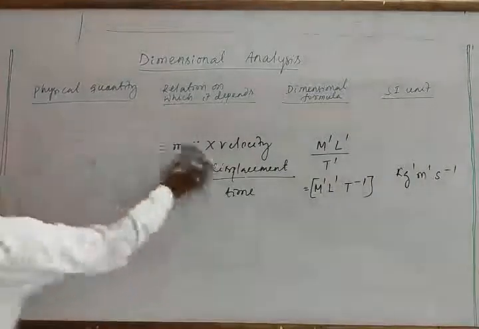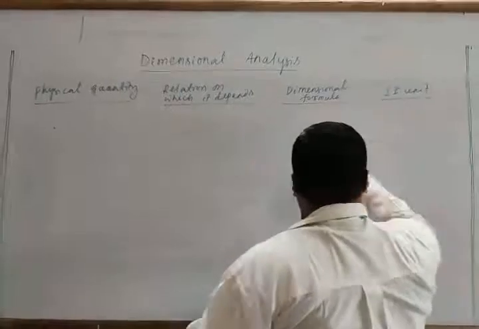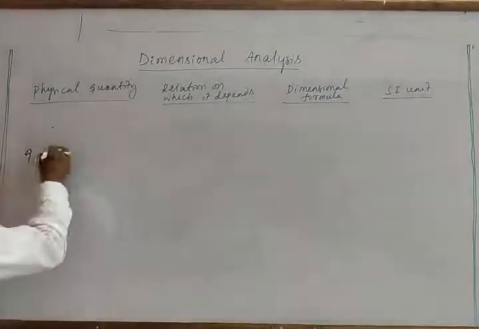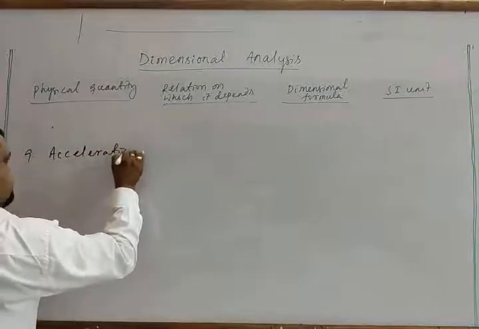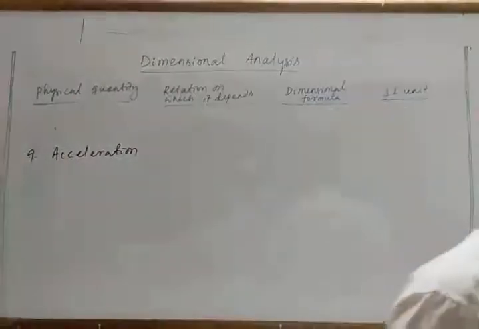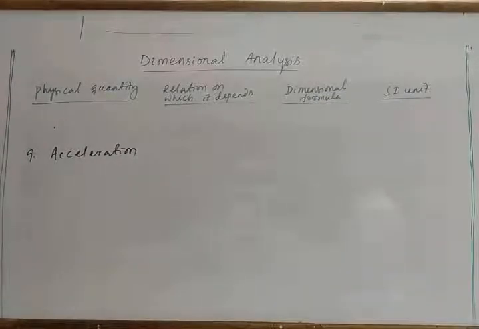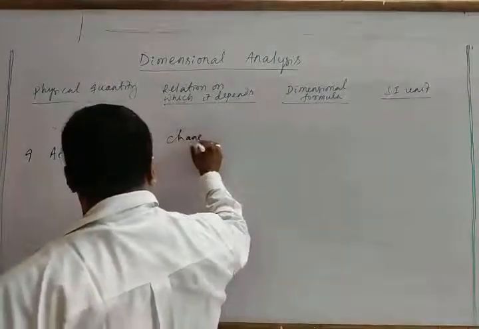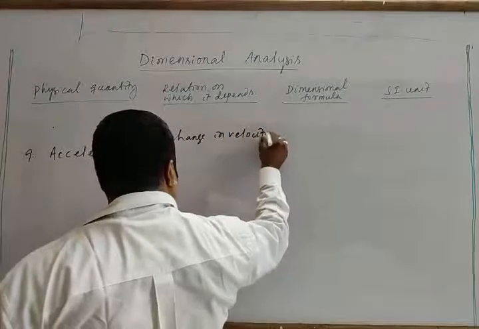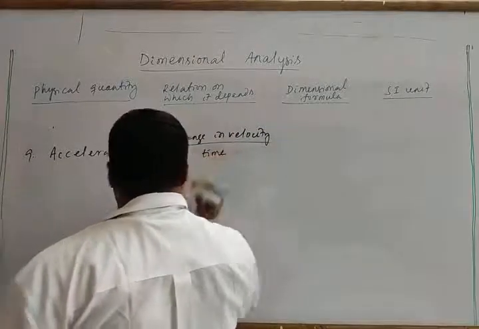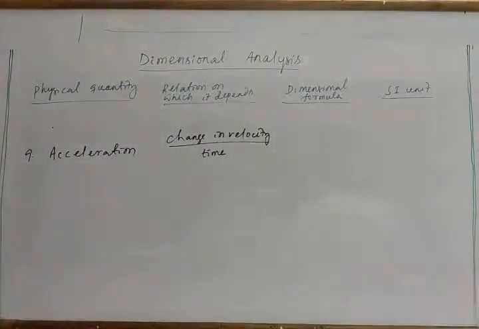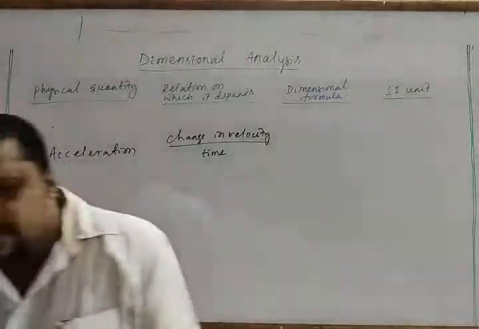Next one is the acceleration. Now we go for the acceleration. So what is the dimension of this acceleration? Okay. So acceleration is what? This acceleration is change in velocity by time. Change in velocity by time. What is the meaning of this acceleration? So acceleration means change in velocity by time.